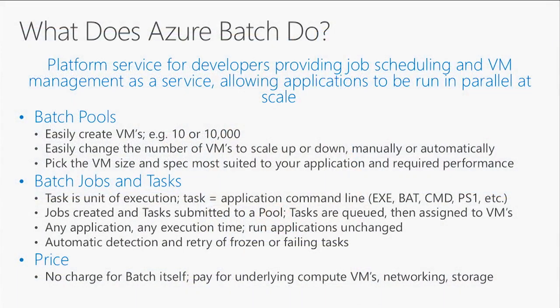So we provide with Batch basically the job scheduling, the ability to submit lots and lots of these tasks. Batch will queue them until there are free VMs, and then when there are VMs available, we'll assign the task to run on the VMs. Now we also have some more advanced capabilities. Tasks can sometimes freeze or hang for some reason, or there can be a transient failure. So in those cases, we have more advanced features to detect frozen tasks, to automatically retry failed tasks, and so on, to really cater for some of those situations.